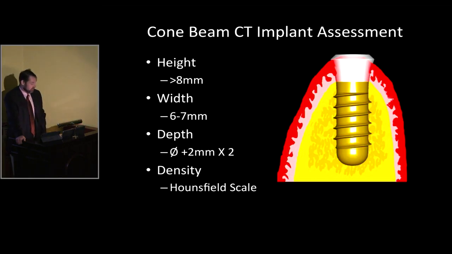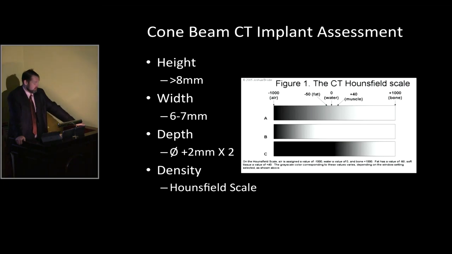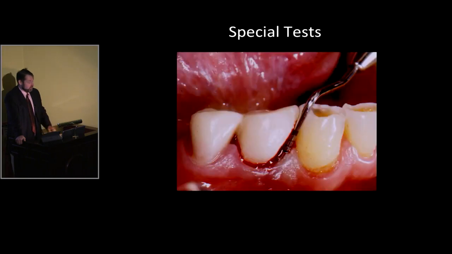Also from this cone beam CT scan, you should be aware that density can be determined, although not particularly accurately, using the Hounsfield scale. Once we've completed our radiographs, special tests can be ordered. And these can be very simple, such as vitality tests.